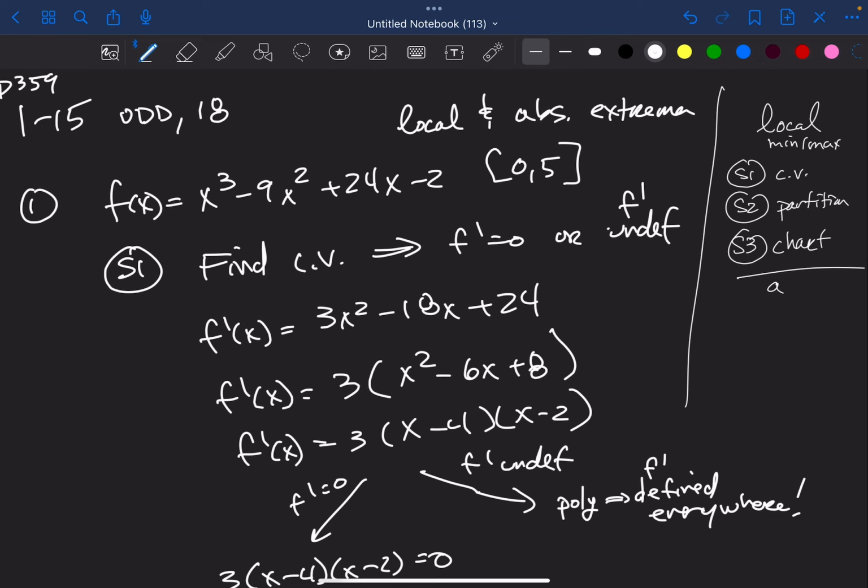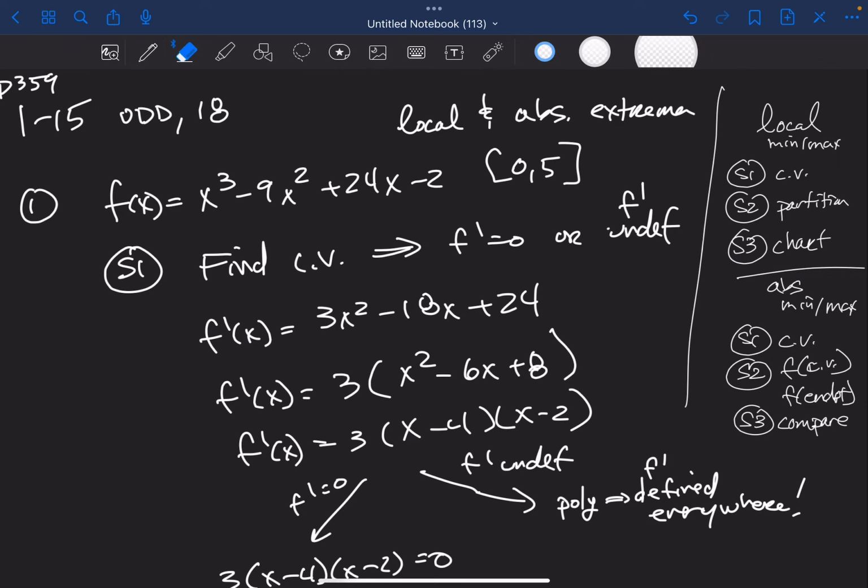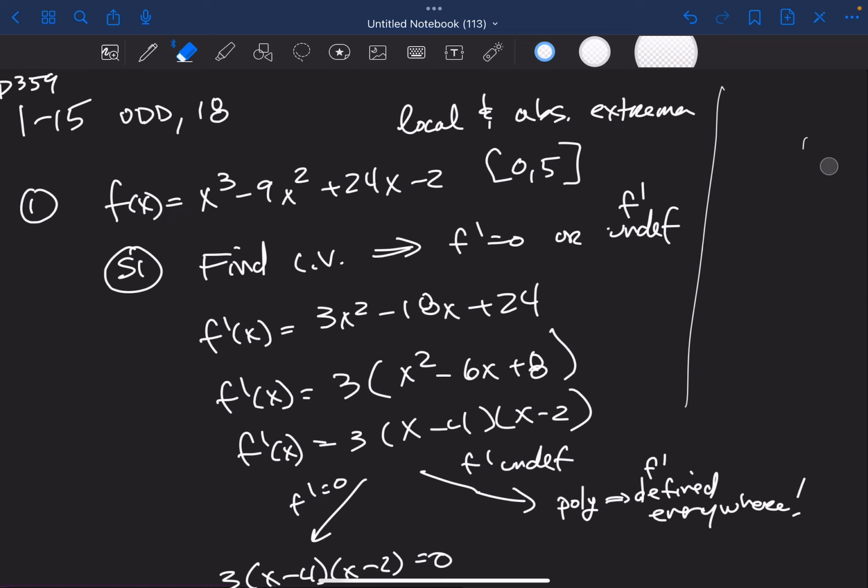And then for the absolute mins and maxes, remember, step 1 is going to be to find our critical values. Yes, we've already done that. Step 2 is going to be to find the f of our critical values, f of our endpoints, and then step 3 is going to be to compare what we have in step 2. Okay? So again, local min and maxes is critical values, partition, and chart. Absolute is critical values, find f of the critical values, f of the endpoints, and then compare. So I'll move that out of the way so we have more room.